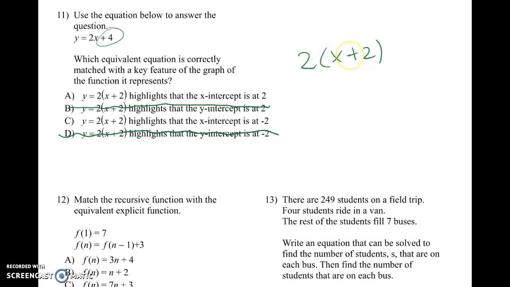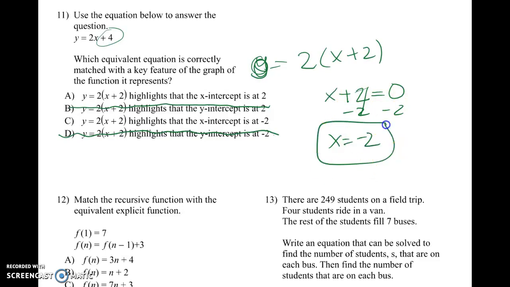Now, coming over here, what I was saying was if we have 2 times x plus 2, a lot of times kids like to think, oh, x is 2. Well, it's not, because if you were solving for x, and you remember your intercept is when y equals 0, and since y over here is here, we could say, well, y equals 0, right? So if I set this equal to 0, I would get x equals negative 2. So this, in fact, is actually highlighting that there's an x-intercept at negative 2.